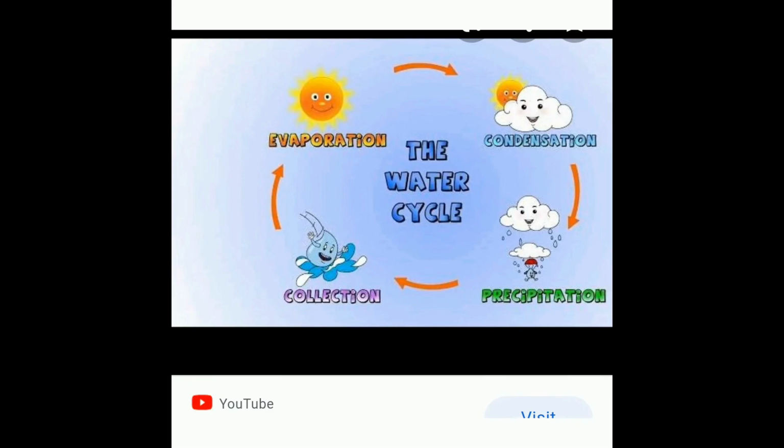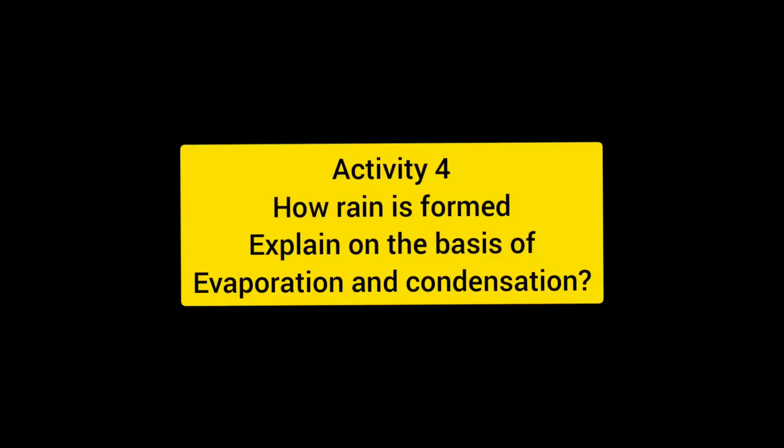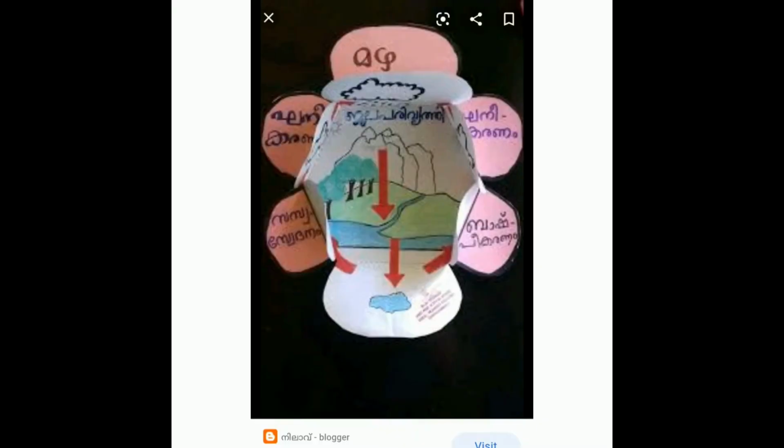So let's have our activity number 4. The first question, how does rain happen? Explain based on evaporation and condensation. Okay, activity number 4, how does rain happen? Explain by evaporation and condensation.